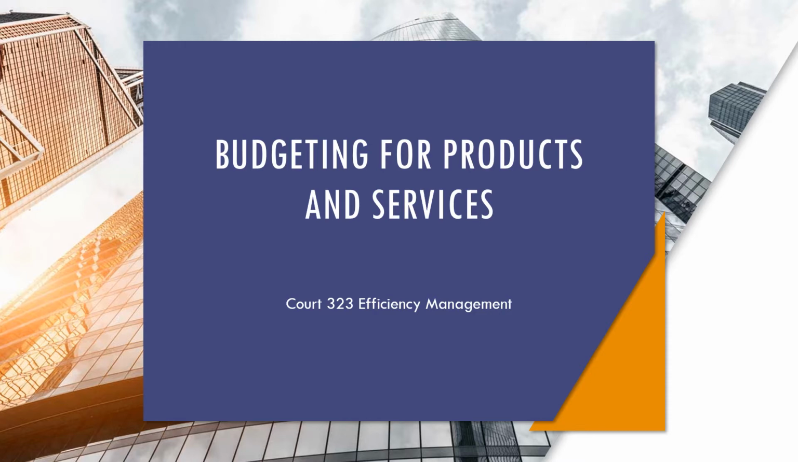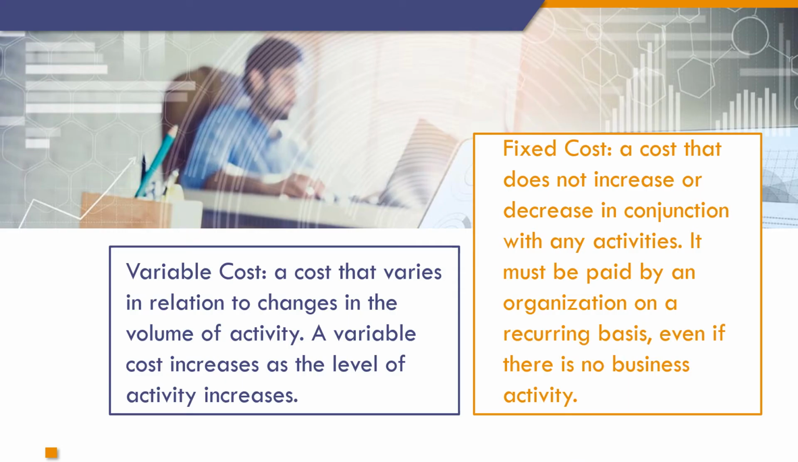In this next webinar, we're going to talk about budgeting for products and services. We're going to differentiate the budget first by variable cost and fixed cost. Variable cost is a cost that varies in relation to changes in the volume of activity, and a variable cost increases as the level of activity increases, while a fixed cost is a cost that does not increase or decrease in conjunction with any activities. It must be paid by an organization on a recurring basis, even if there is no business activity.